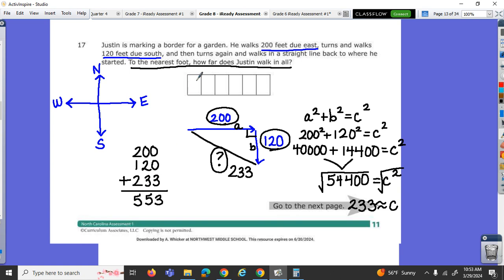All right, 553 is the correct answer for this one. Okay, go and pause the video here and work for about 20 minutes. I'm going to check in with you for another question. I chose number 27. Remember, our goal is to make it to question number 30 today.